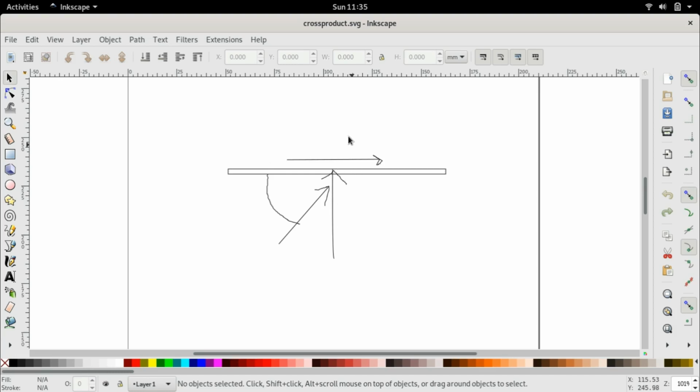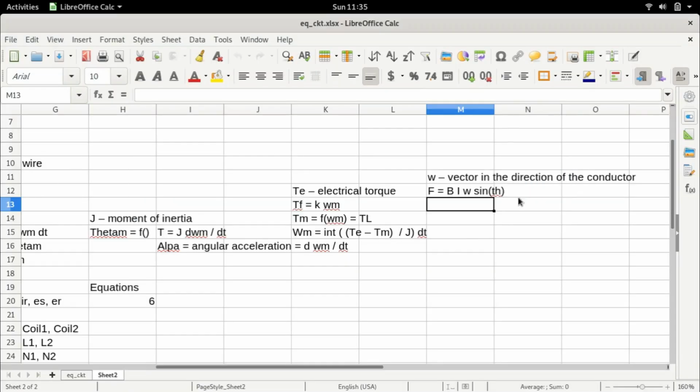So we now know that this is the force, this is the equation for the force on this current carrying conductor. Now in this lecture, we'll look at how this results in a torque.